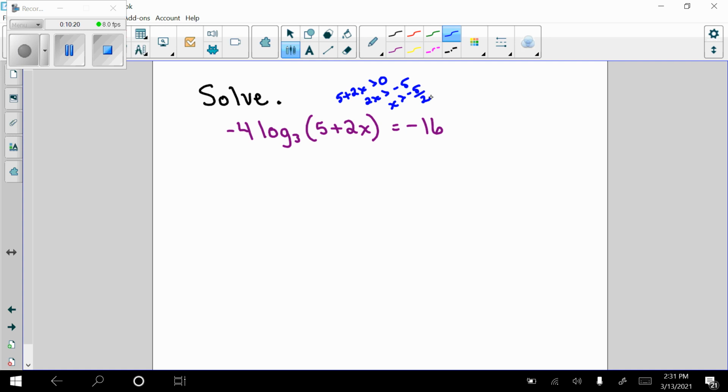So I'm going to divide by negative 4. I need to isolate this piece of the log. So I have log base 3 of 5 plus 2x. Negative 16 divided by negative 4 is 4. Once I have that logarithm isolated, I change to exponential. So base 3 to the power of 4 equals my argument, 5 plus 2x. 3 to the 4th is equal to 81.